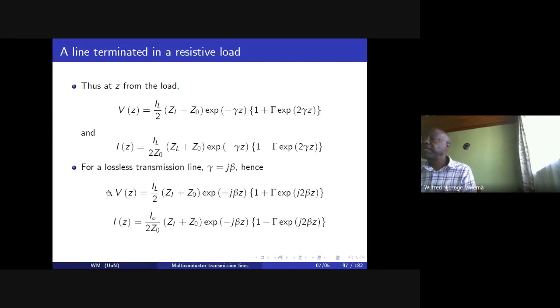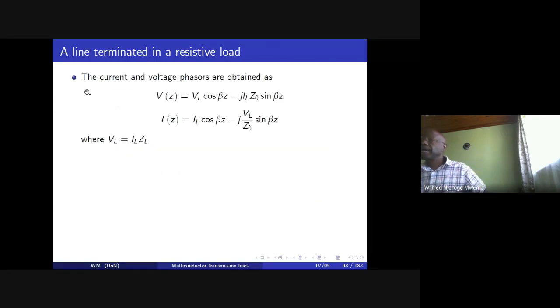If the line is lossless, gamma is given by j beta, hence Vz is given by that expression there. We see that the values are just changing to that level. So this should not be I, it should be I0, to correct that. The current and voltage phasors will then be obtained as Vz equal to VL cosine beta z minus j IL Z0 sine beta z, and Iz equal to IL cos beta z minus j VL by Z0 sine beta z.